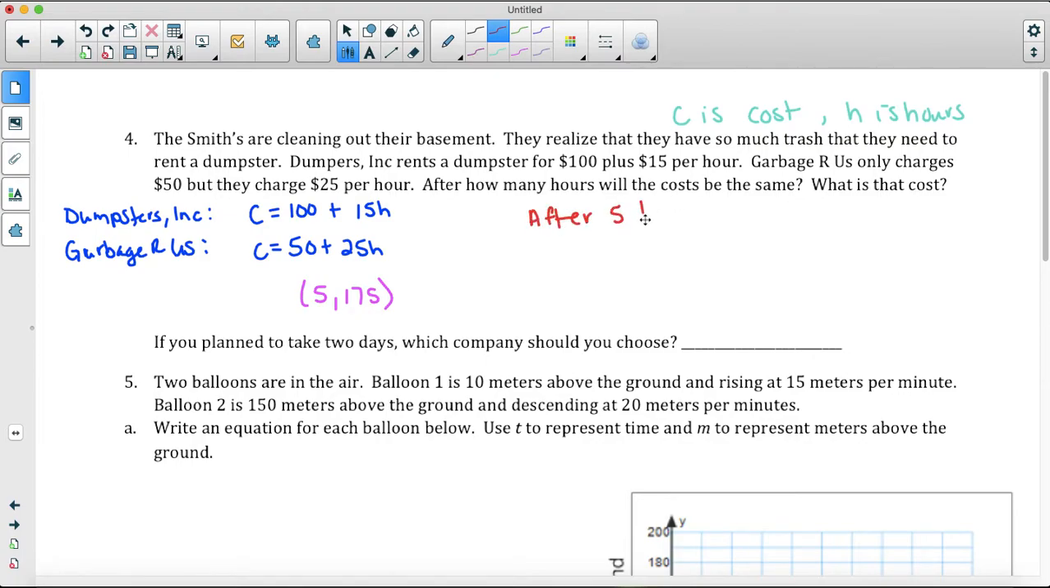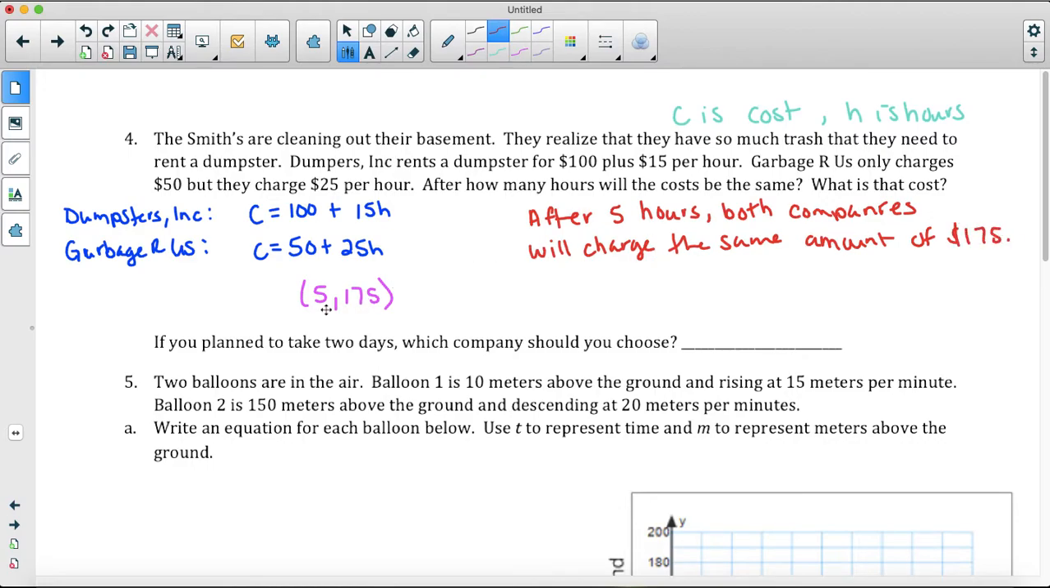after 5 hours, both companies will charge the same amount of $175, because the x was represented by our h, our hours, and our y was represented by our c, our cost. So after 5 hours, both companies will charge the same amount.